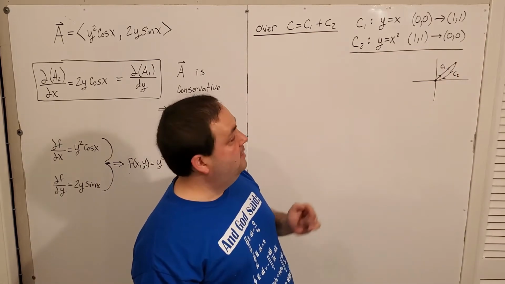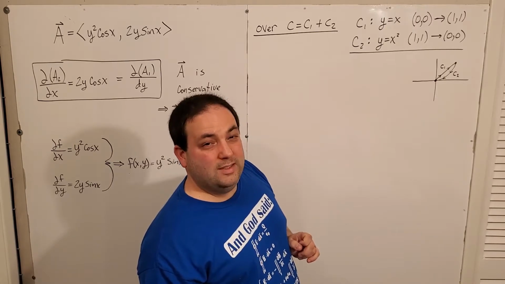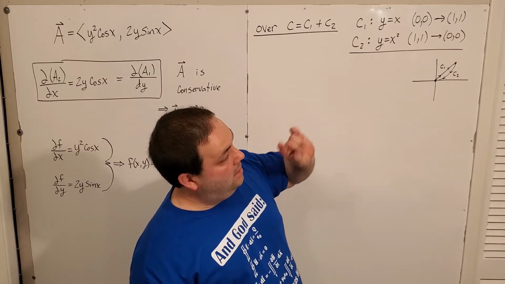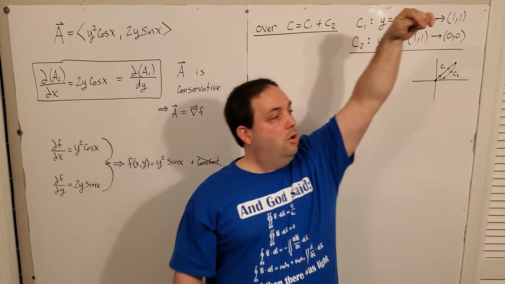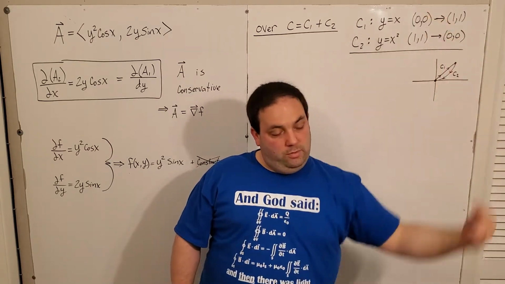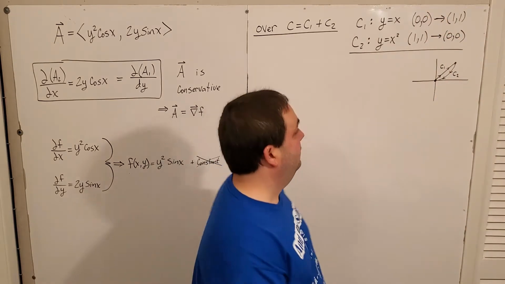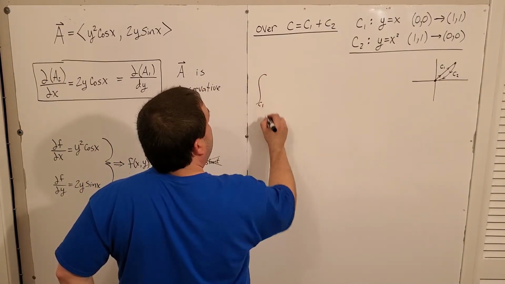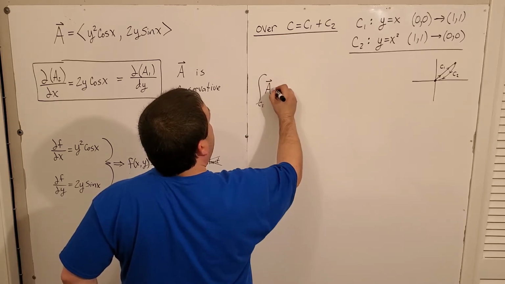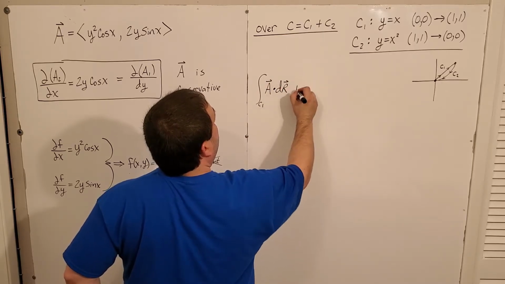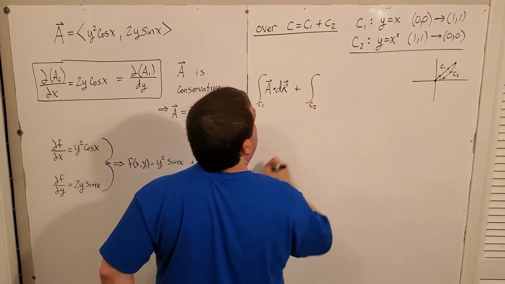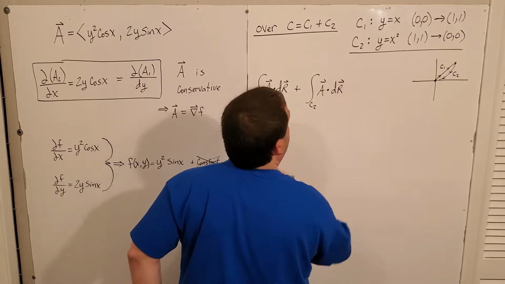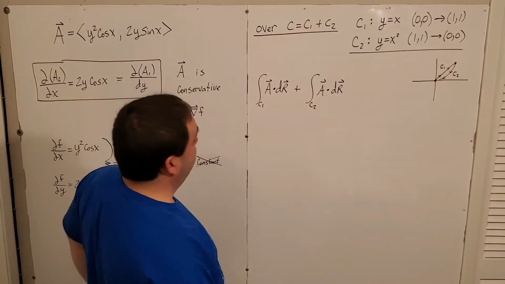And I want to emphasize, and I want you to notice, it's the orientation of the two curves that matters here. I'm going from point A to point B, and then I'm using the other curve oriented in reverse to come back from point B back to point A. So the integral over C1 of A dot dr plus the integral over C2 of A dot dr, right? The orientation is what matters here.